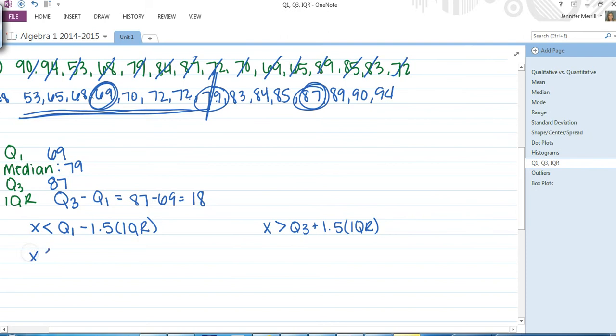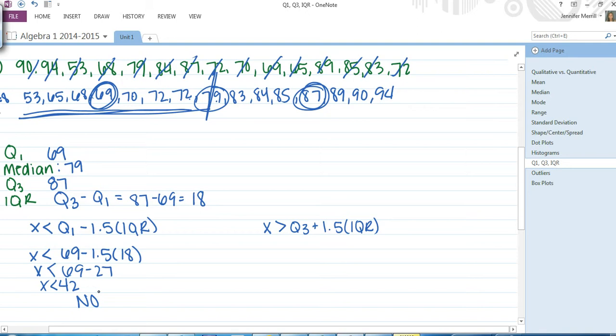So I have x is less than Q1, which we said is 69, minus 1.5 times the IQR, which is 18. 1.5 times 18 is 27, so we have x is less than 69 minus 27, which is x is less than 42. So any number less than 42 is going to be an outlier for that set. Since there are not any numbers less than 42 in this data set, we do not have any lower outliers.